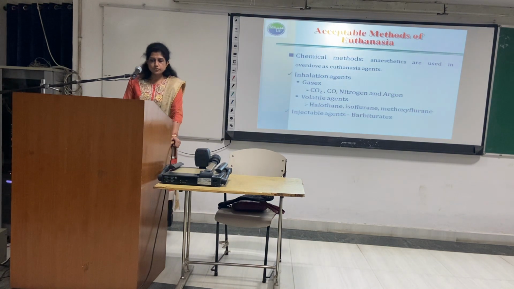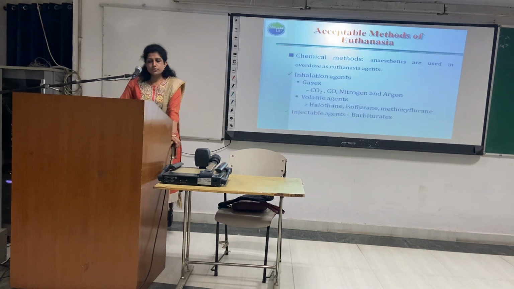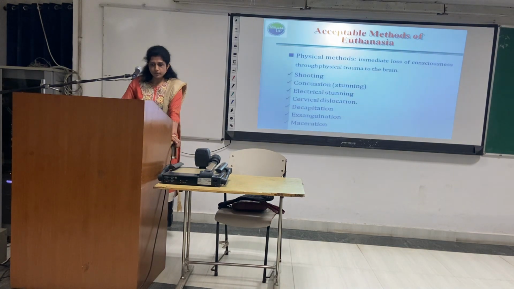These are the acceptable methods of euthanasia. First category is chemical methods. The anesthetics are used in overdose as euthanasia agents. Inhalation agents, the gases carbon dioxide, carbon monoxide, nitrogen and argon, are used for euthanasia. Volatile agents are halothane, isoflurane, methoxyflurane, and injectable agents are barbiturates. Second category is physical methods. They cause immediate loss of consciousness through physical trauma to the brain: shooting, concussion or stunning, electrical stunning, cervical dislocation, decapitation, exsanguination, and maceration are the types of physical methods.